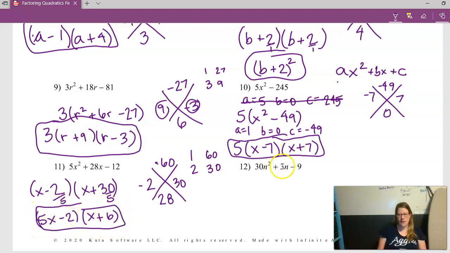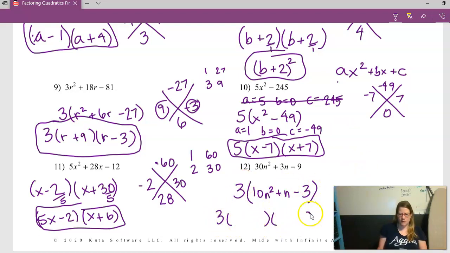Okay, last one. There is a common factor of 3, so we will pull a 3 first. 30 divided by 3 is 10 n squared. 3 divided by 3 is 1, and negative 9 divided by 3 is negative 3. So there's our GCF pulled out front. So now we're just looking at what's in the parentheses. Remember, we're keeping our 3 there, but we're just ignoring it.